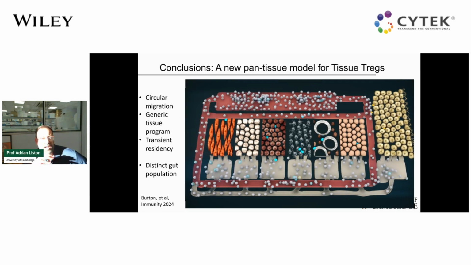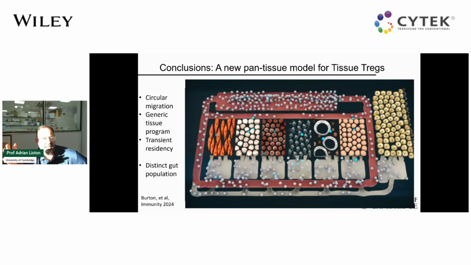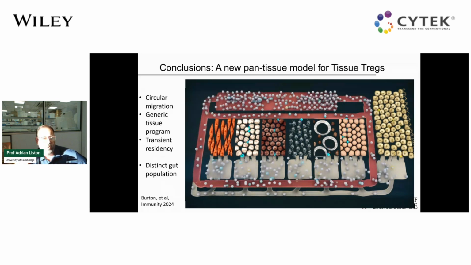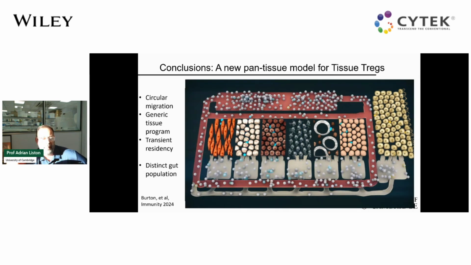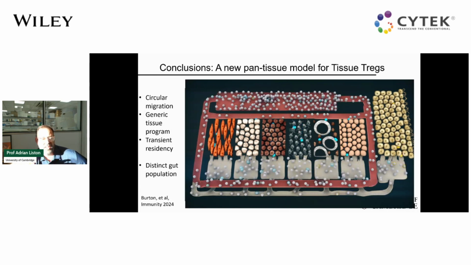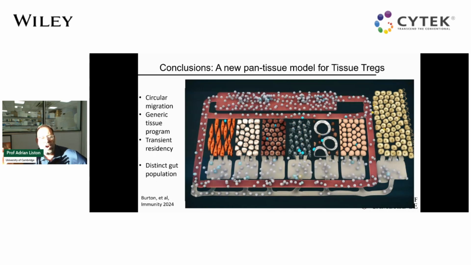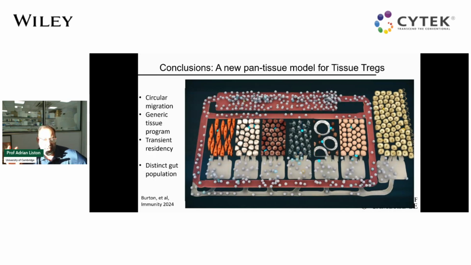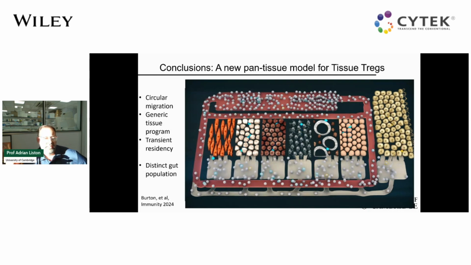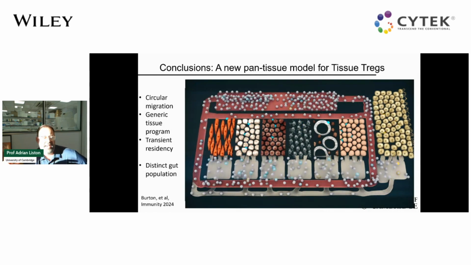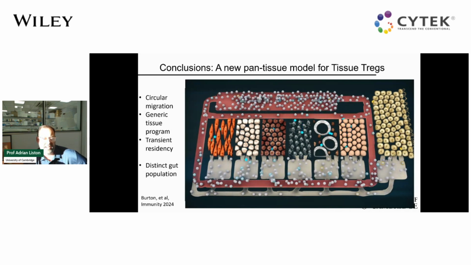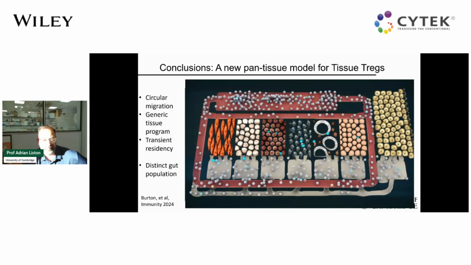So if we're taking a broad look at this new data, I think it does support the pan-tissue model for tissue Tregs, in that we've got circular migration, we've got a generic tissue residency program, which is implemented more or less the same program across multiple different tissues, and we have quite transient residency on the order of weeks to months. Now, we do think there is a distinct gut population, and there are probably also some TCR specificities that have got a more restricted migration pattern than the general tissue Treg.